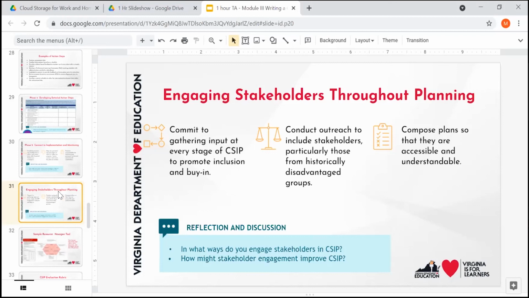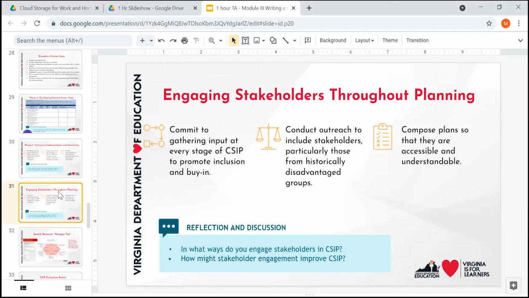So people should know what's happening in your building and your goals and your plans, and that they're accessible and understandable, right, to everyone. So just keeping in mind that how are we involving our stakeholders beyond just our CSIP team, to our whole school community, to our division, to our community members and parents.